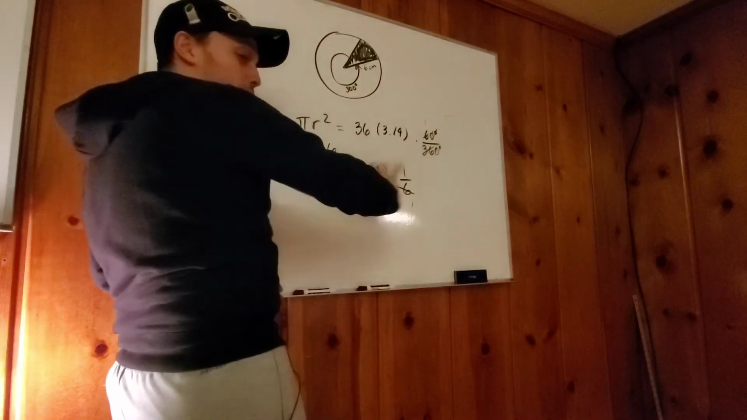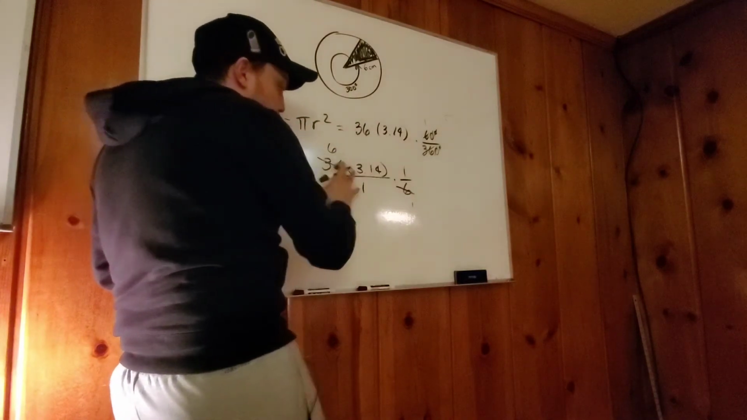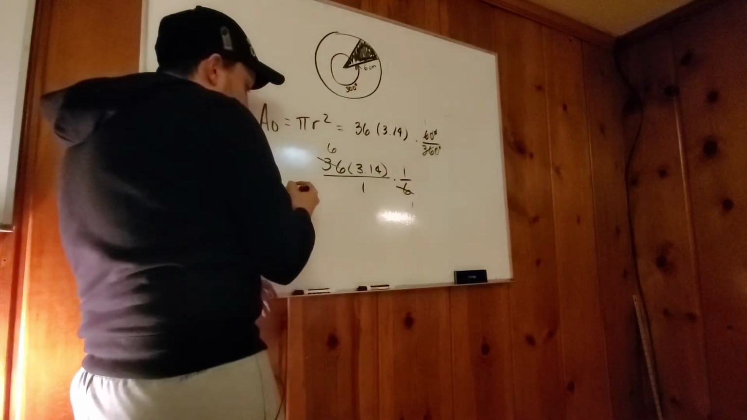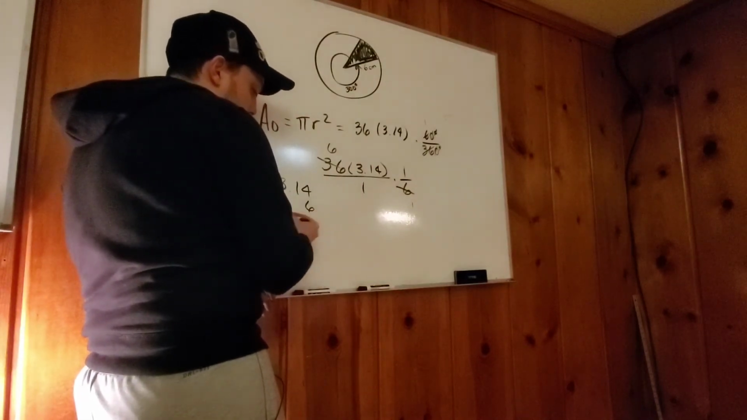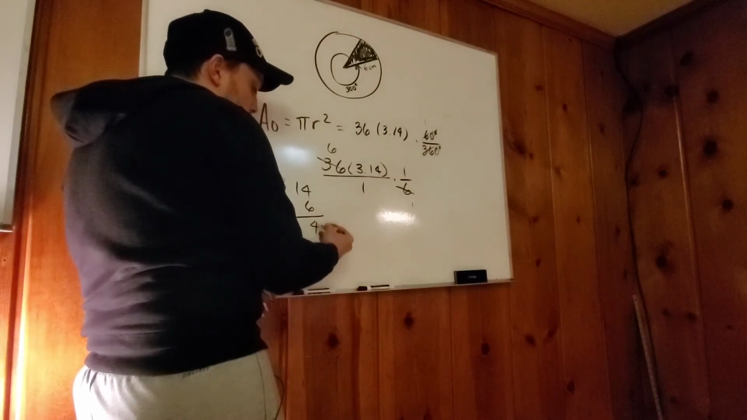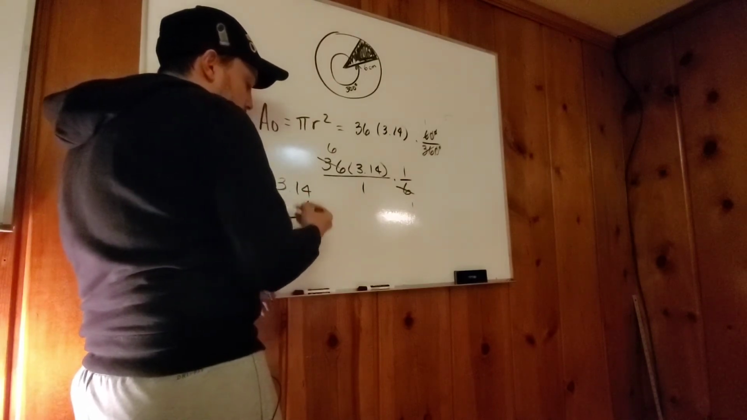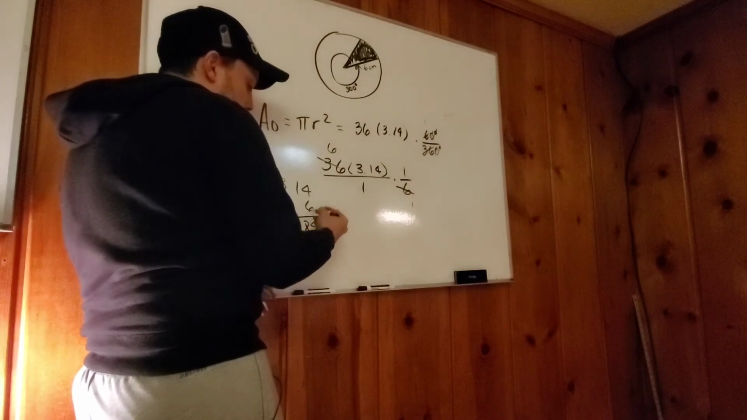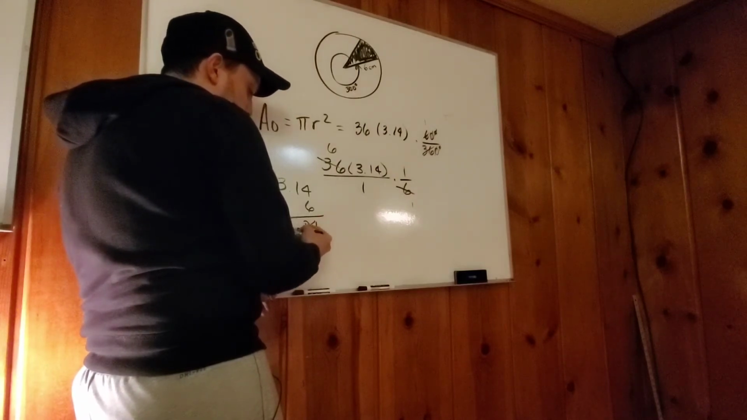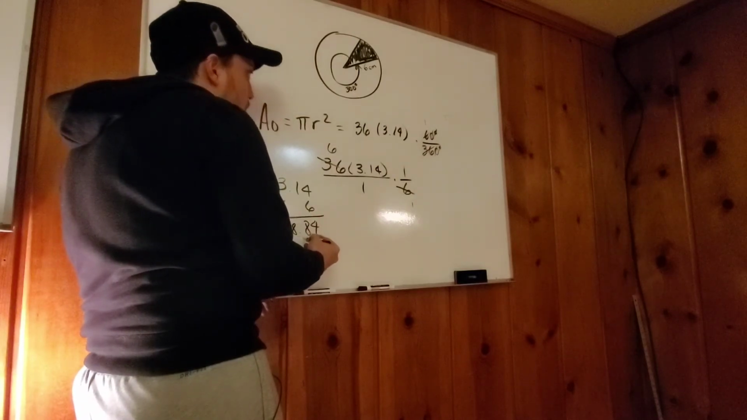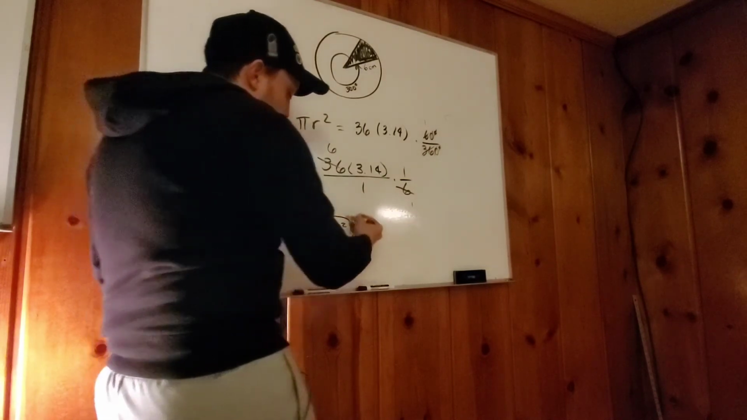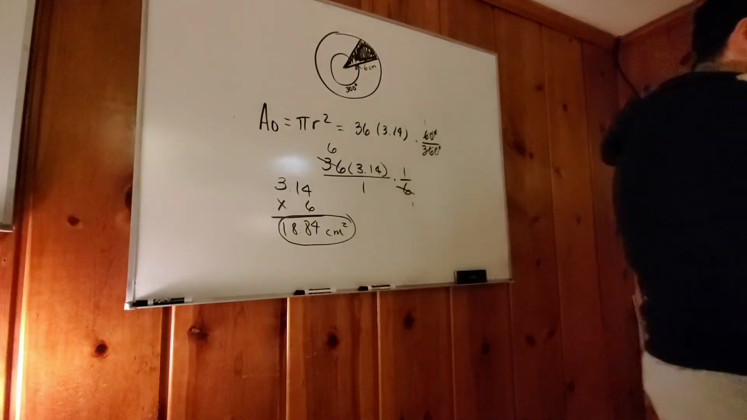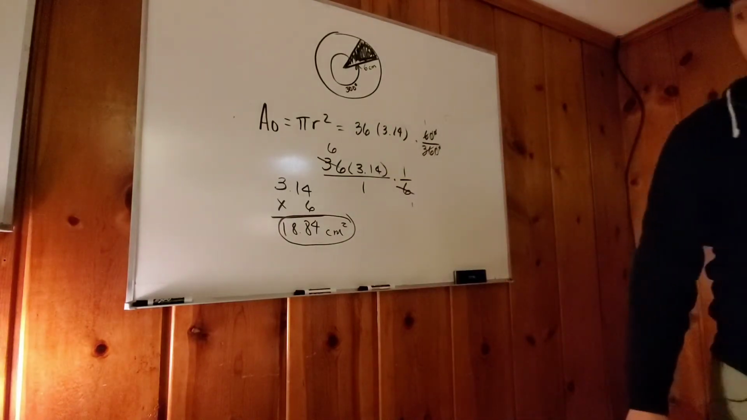This is why I didn't want to multiply right off the bat, because I knew this would simplify. And so then we just have to find 3.14 times 6. 6 times 4 is 24, and a 2 goes up. 6 times 1 is 6, plus 2 is 8. 6 times 3 is 18. Centimeters squared. That is the area of the sector that you have to find, 18.84 centimeters squared.